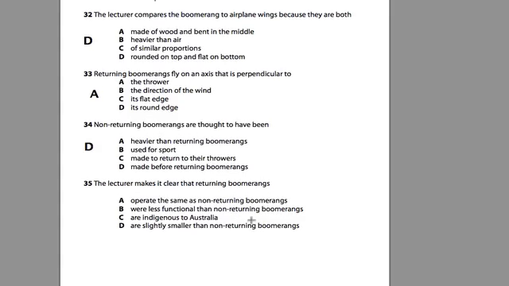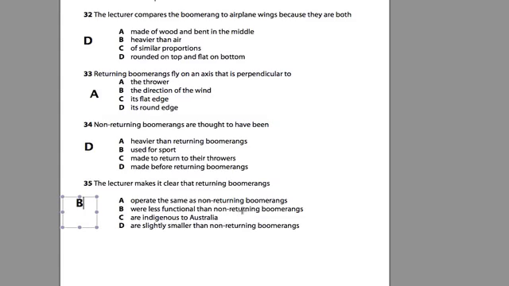The lecturer makes it clear that returning boomerangs operate the same as non-returning boomerangs. That's not true. He spends quite a few minutes talking about the two different purposes for the boomerangs. Were less functional than non-returning boomerangs. Yep, could be. Are indigenous to Australia? No, he clarifies that. Are slightly smaller than non-returning boomerangs? No, he mentions nothing about that. The answer is letter B.